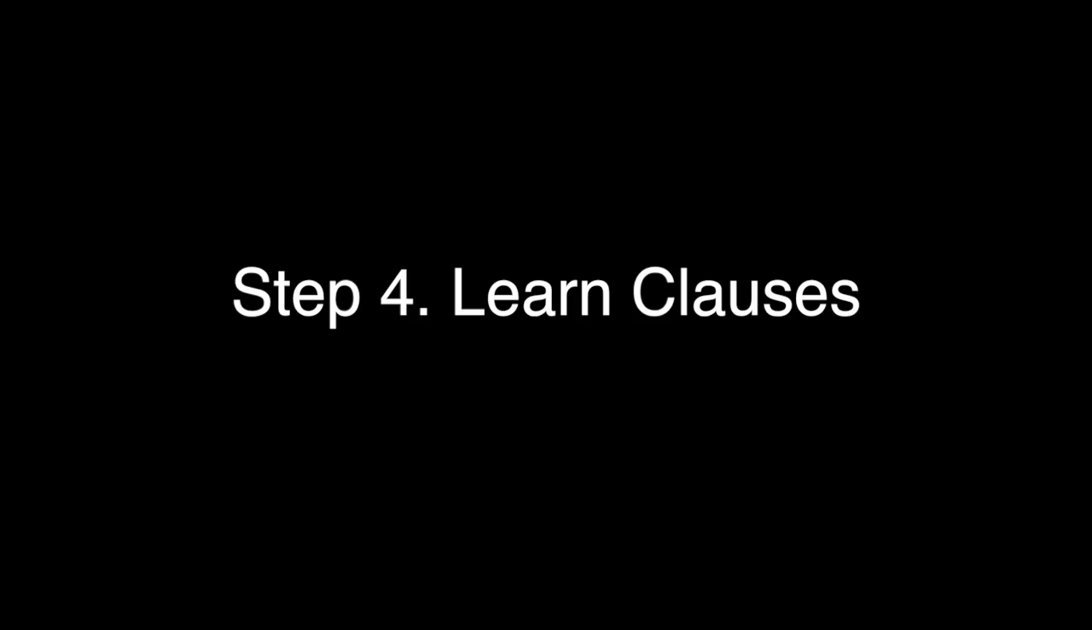Step 4 is to learn about clauses. Clauses are another unit of language. So there are words, phrases, and clauses. Clauses are groups of words that contain a subject and a verb. Some clauses can stand all by themselves. We call those independent clauses. And some clauses can't. They can't stand alone. They need to be connected to an independent clause. We call those dependent clauses or subordinate clauses.